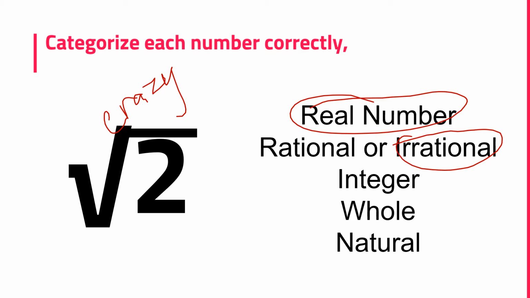It's a crazy number. If it's irrational, you're done. Okay? Because if it's a crazy number, it's not going to be on a number line. You can't have that many cookies. And it's not natural for little kids.